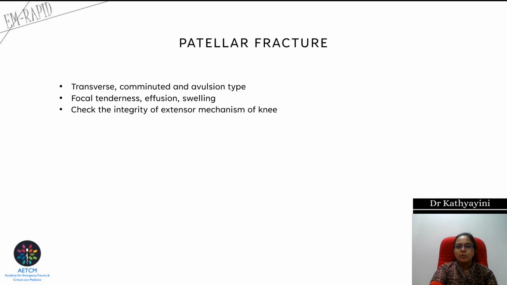Coming to some of the injuries in the knee joint region. One is the patellar fracture. It can be a transverse fracture, a comminuted fracture, or an avulsion type of fracture. Local tenderness will be there. There can be effusion and local swelling. We'll also have to check for the integrity of the extensor mechanism of the knee in patellar fracture.